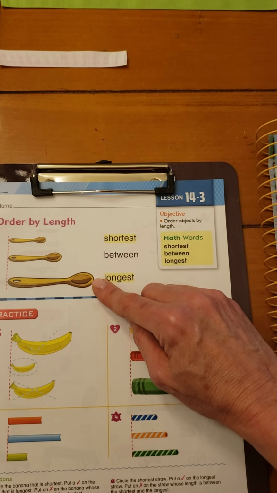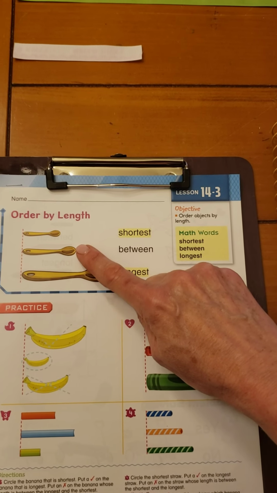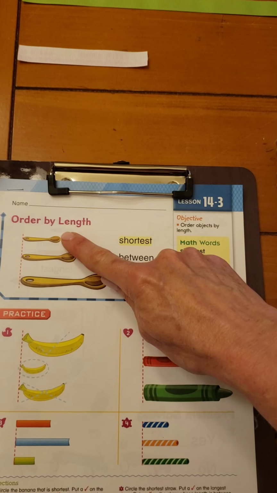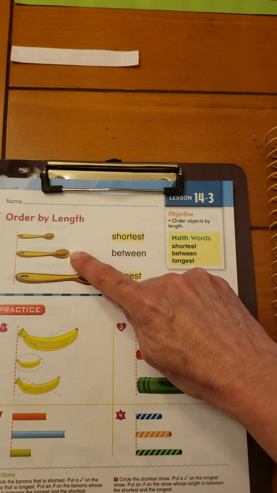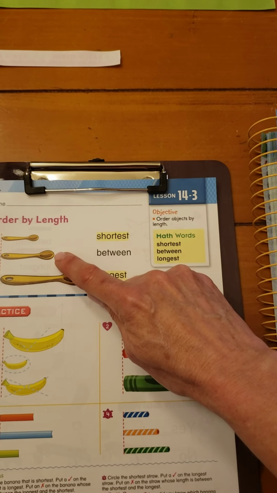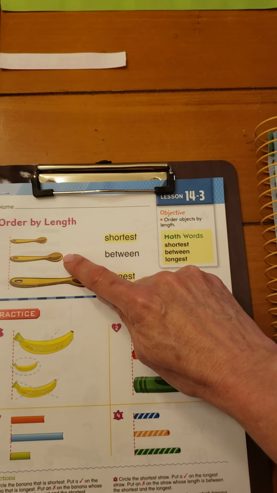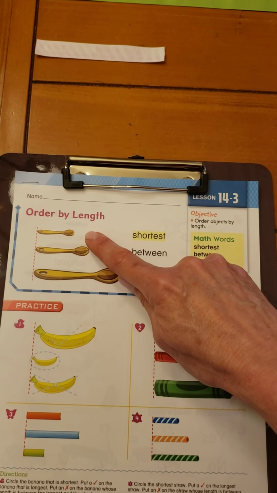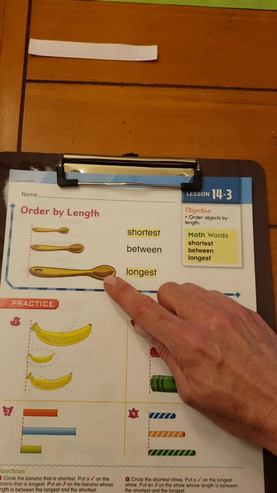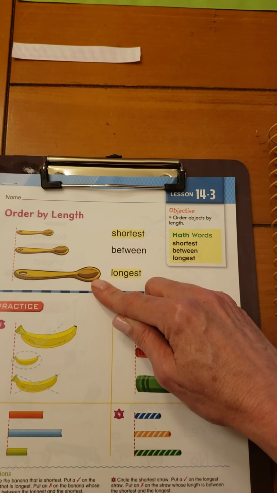Now let's look at the middle spoon. The middle spoon is longer than the top spoon, and we can also say that the middle spoon is between the length of the shortest spoon and the length of the longest spoon.